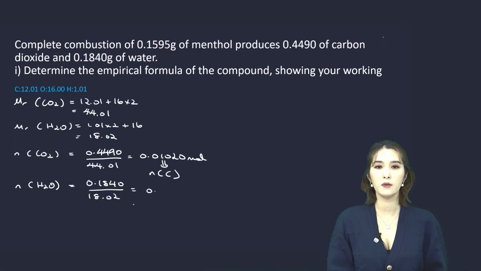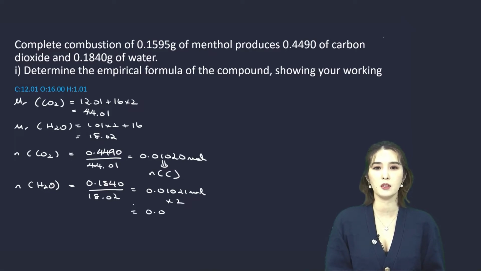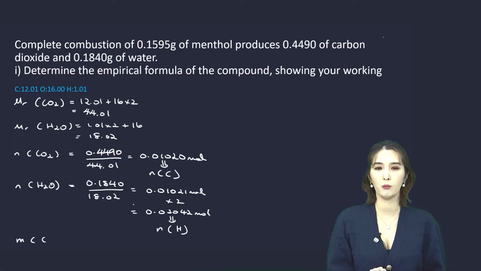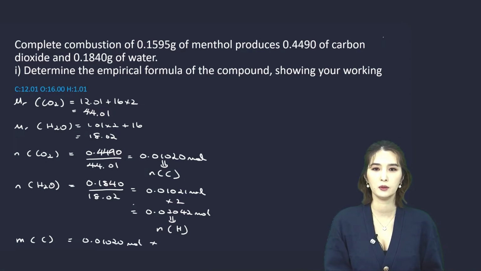Now that gives us 0.01021, but there's 2 hydrogens in water molecules, so we multiply that by 2, which ultimately gives us a number of moles of 0.02042 moles. Now, since we have the moles, we're going to take those moles and multiply by the molar mass of carbon and hydrogen each to figure out the mass of carbon and hydrogen in the menthol.